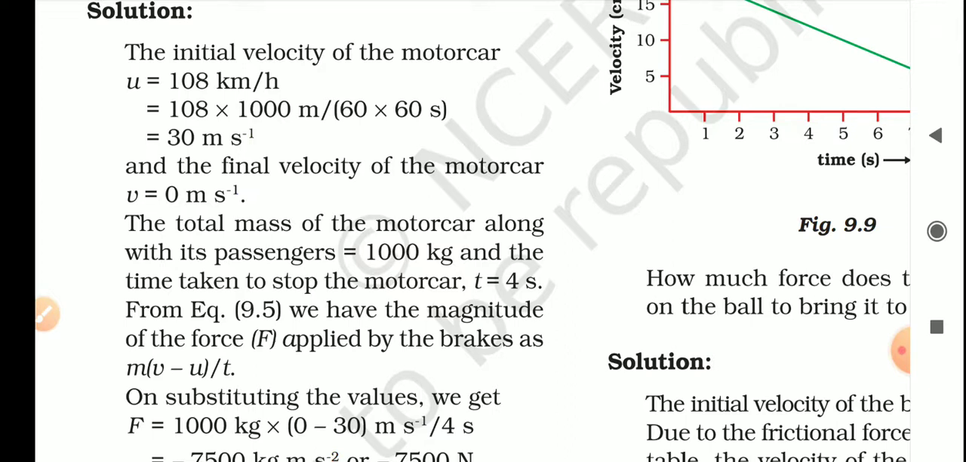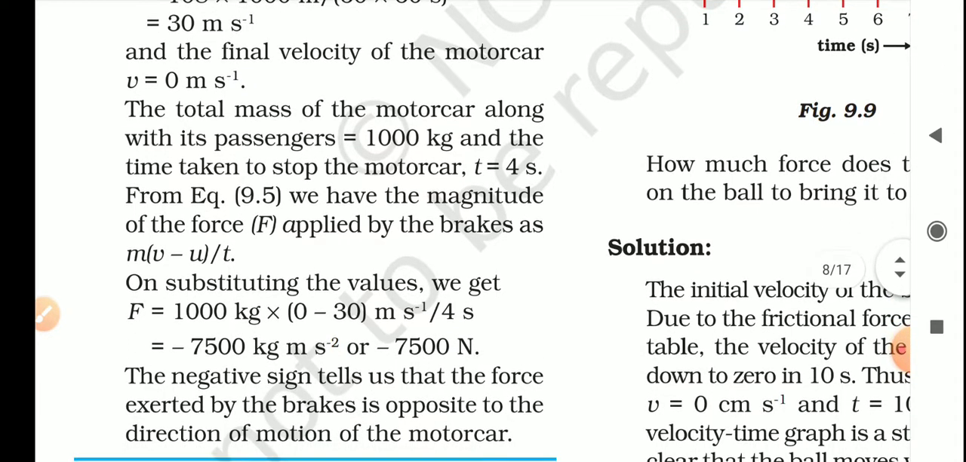We have the magnitude of the force applied by the brakes as m into (v minus u) divided by t. So on substituting the above values, F will be equal to 1000 into (0 minus 30) divided by 4. So this product will be minus 7500 kg meter per second square, that is minus 7500 Newton.